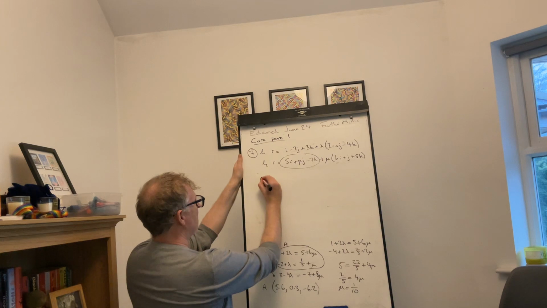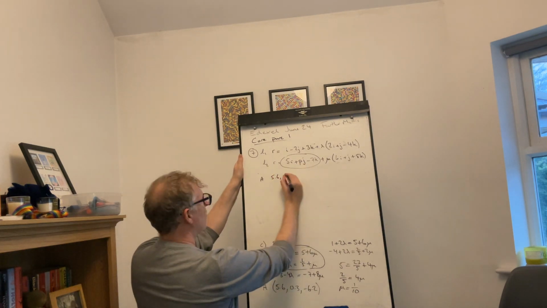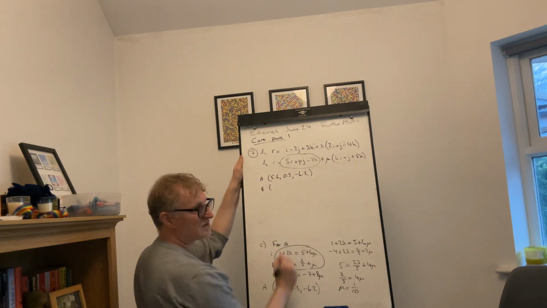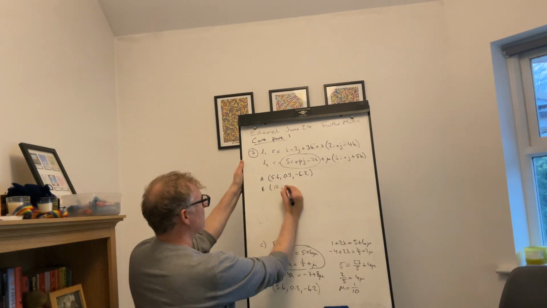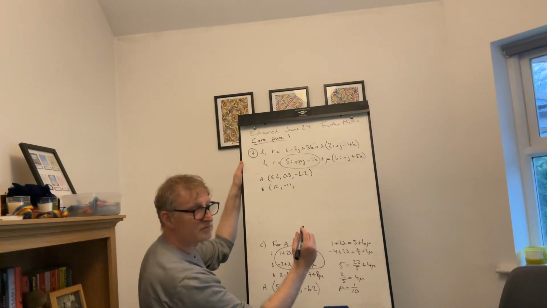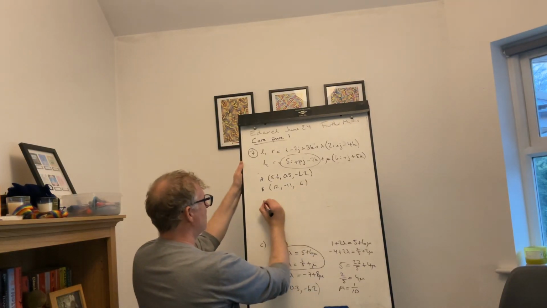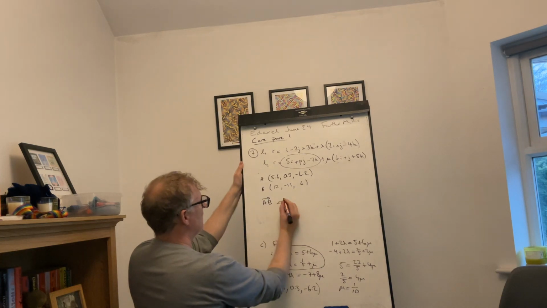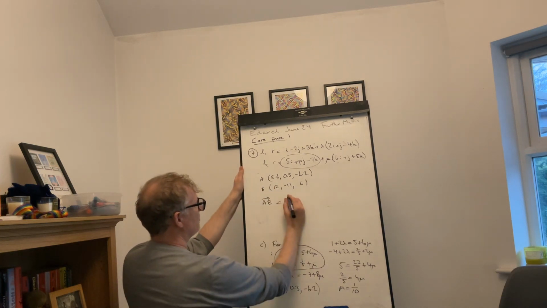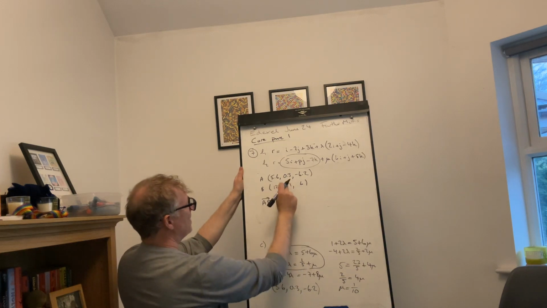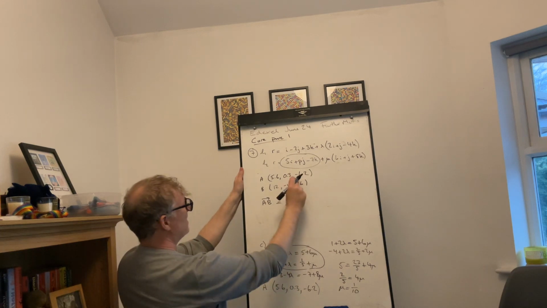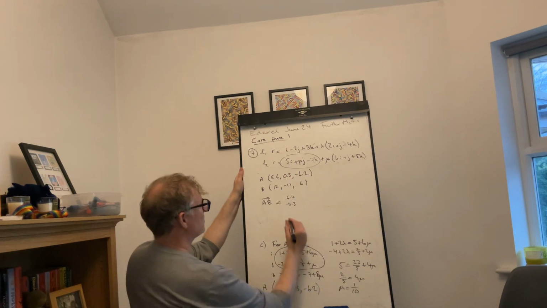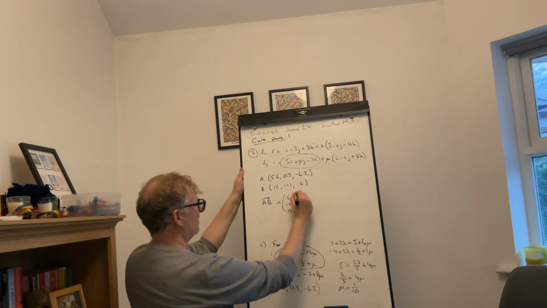So if A is 5.6, 0.3, minus 6.2, and B is the point 12, minus 11.6. So AB is the vector. How do I go from A to B? To go from there to there, I have to add on 6.4. To go from there to there, I've got to take away 11.3. And to go from there to there, I've got to add on 12.2. That does not look nice, does it?